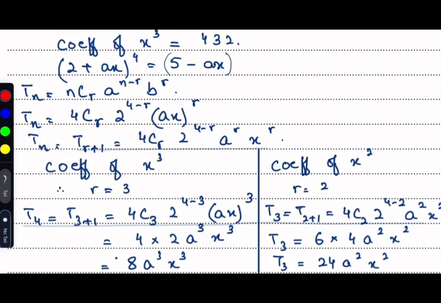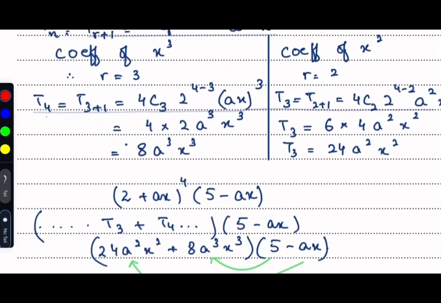Now, why have I taken out the fourth term and the third term? Let's look at the reason here. The question said it was 2 plus ax to the power 4, which should get multiplied by 5 minus ax. So the third term and the fourth term, these are the two terms that I have taken out. The third term is 24a square x square, and the fourth term is 8a cube x cube, and this should get multiplied by 5 minus ax.